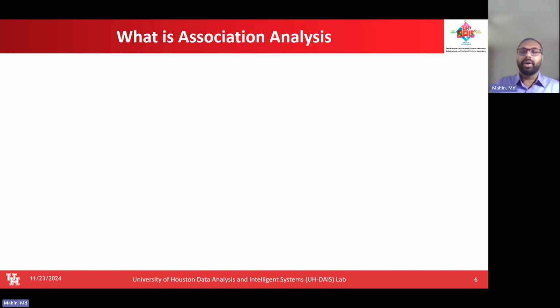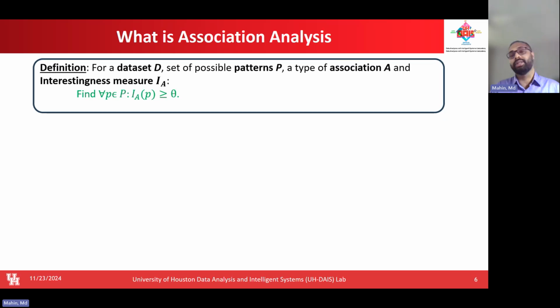So our framework belongs to the association analysis family. And what is association analysis? Normally, in association analysis, we have a data set D and we are interested in a possible set of patterns P from the data set, and we are interested in a certain association A, and we have a certain interestingness measure I for that association, and we want to say whether that interestingness measure is above a certain threshold theta.